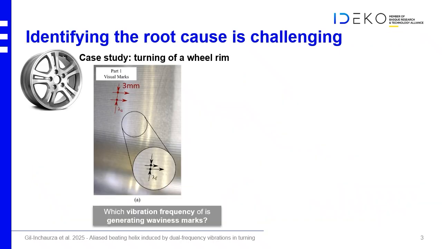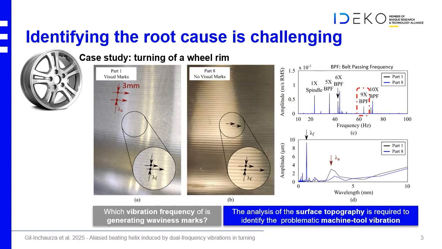So, for example, in this use case related to a wheel rim, we can see on the surface the feed per revolution. That is the normal helix that we should get in the turning process, but we also have a long wavelength of 3 mm length that is appearing on the surface. If we look at the frequency spectrum, we have harmonics coming from the spindle speed and from the belt passing frequency, but in this case, the 9th harmonic of the belt passing frequency, amplified by a local resonance, was causing the problem.